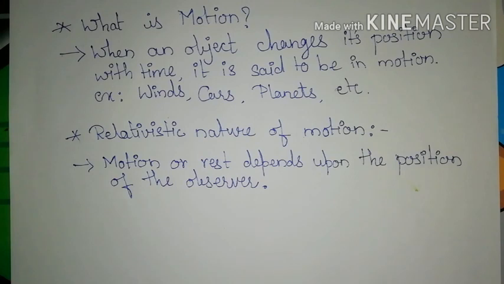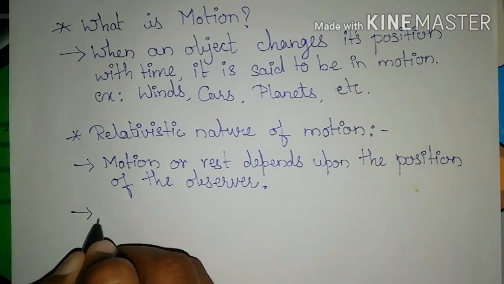This whole thing was worked upon and the theory was developed by none other than Albert Einstein. It's a very important concept which you'll be studying in your higher studies if you select science. But for now you need to understand that motion is relativistic. That means it depends upon the position of the observer. So I'll write down the next point.